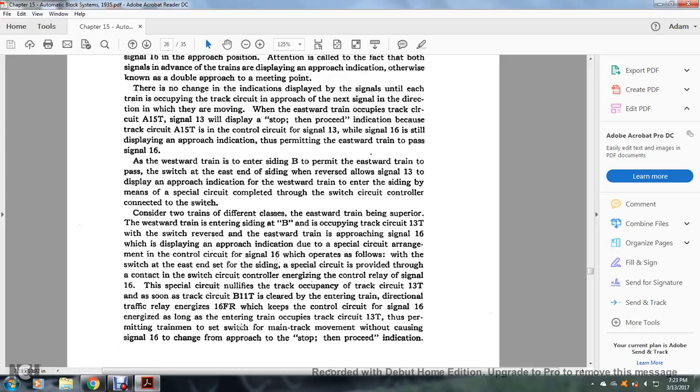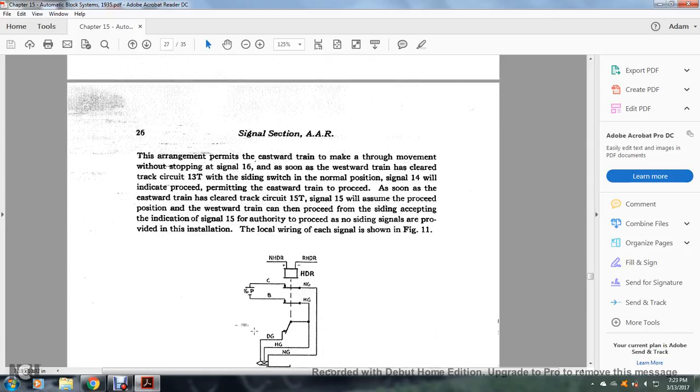permitting the train to set the switch to the main track movement without causing signal 16 to change from approach to the stop then proceed indication. This arrangement permits the eastward train to make a through movement without stopping at signal 16.